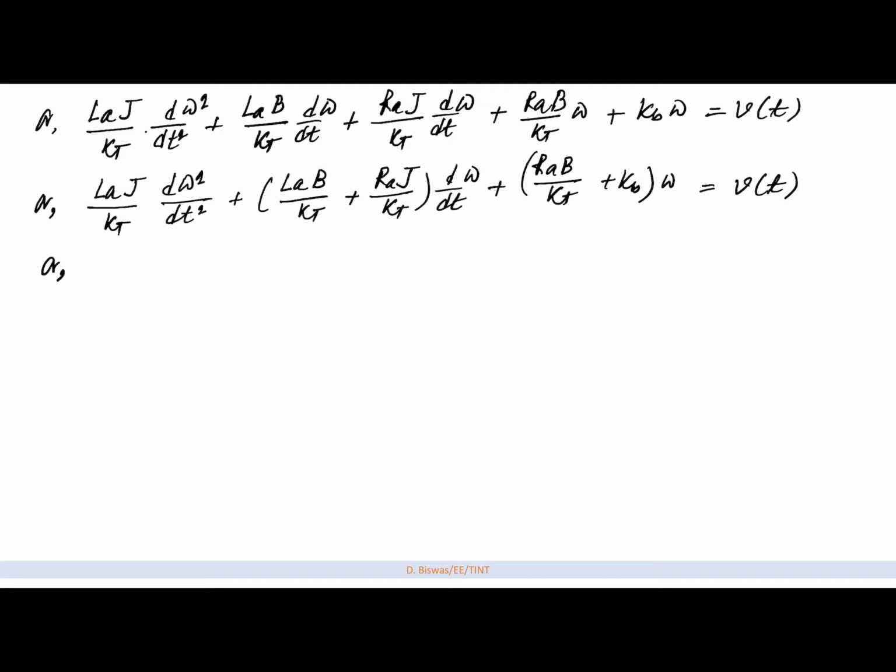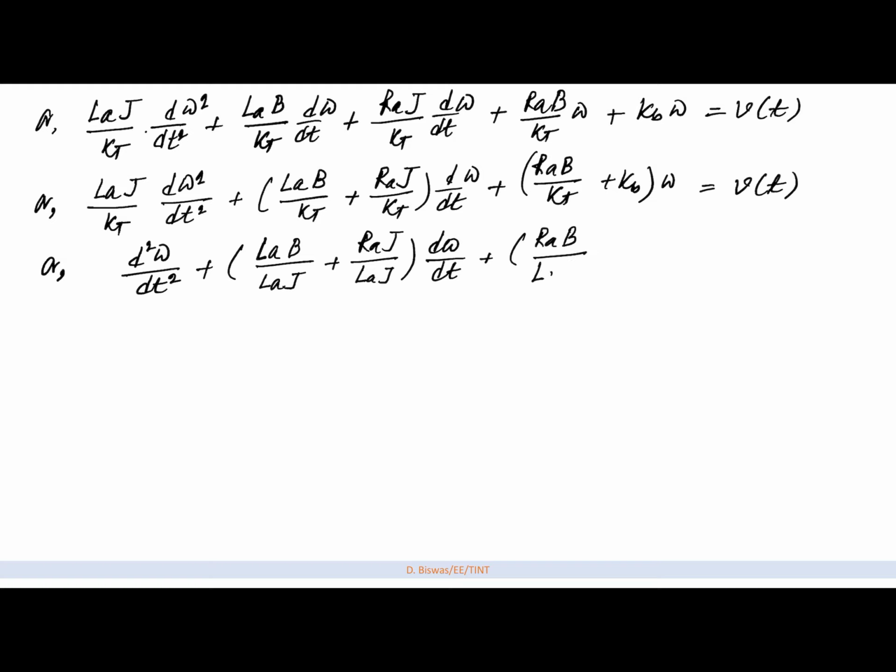Now making the coefficient of highest derivative equal to 1, we get double derivative of omega plus La times b by La times j plus Ra times j by La times j ddt of omega plus Ra times b by La times j plus kb times kt by La times j omega is equal to kt into Vt.